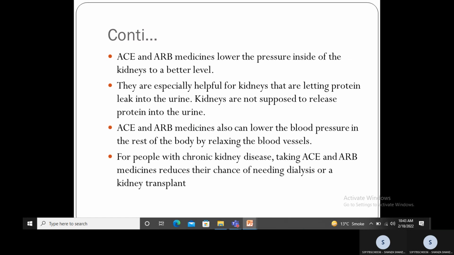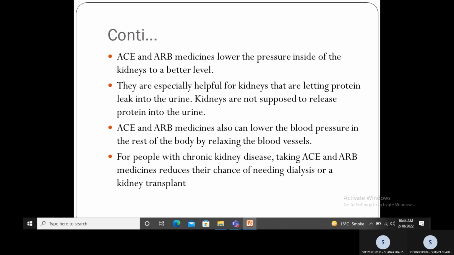ACE and ARB medicines lower the pressure inside of the kidney to a better level. They are especially helpful for kidneys that are letting protein leak into the urine. Kidneys are not supposed to release protein into the urine. ACE and ARB medicines lower blood pressure in the rest of the body by relaxing the blood vessels.